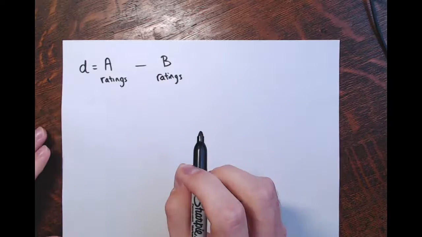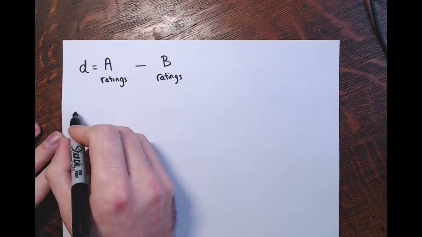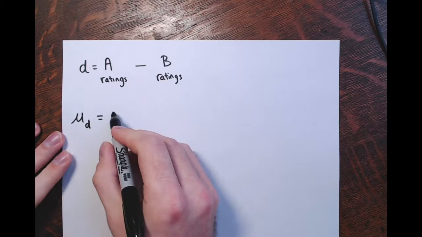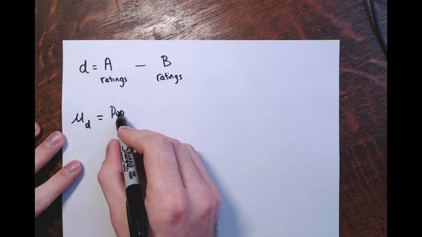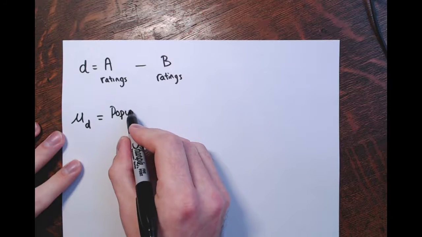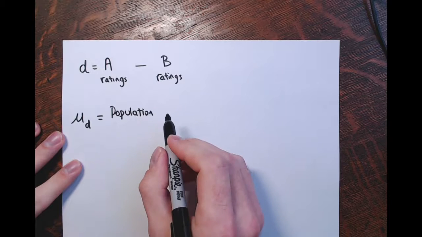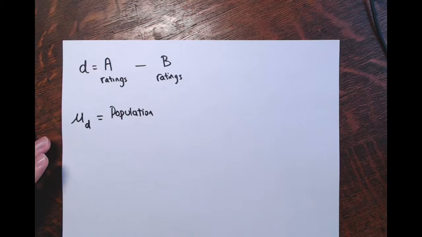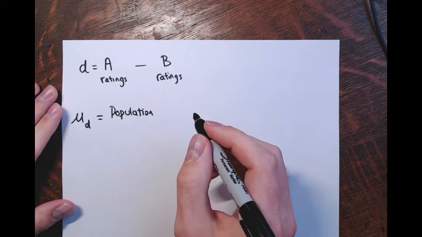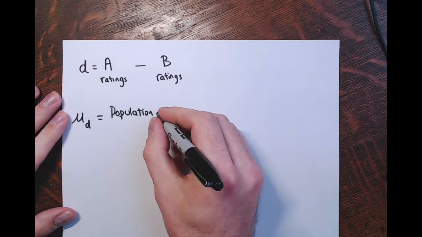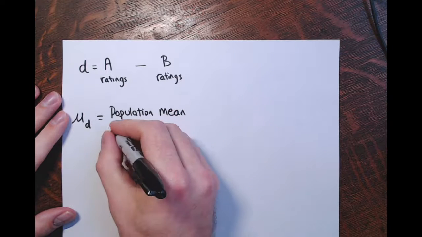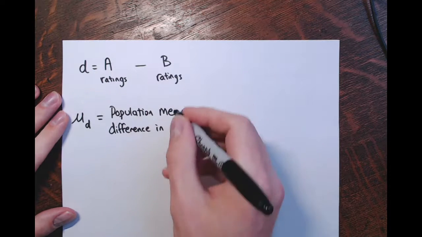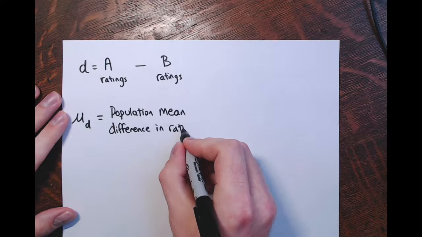We're going to eventually make a claim and set up hypotheses involving mu D. Mu sub D is the population mean difference between the ratings of, instead of just looking at 7 time slots, this is for all time slots in all the shows on these radio stations. The population mean difference in ratings between radio station A and radio station B.